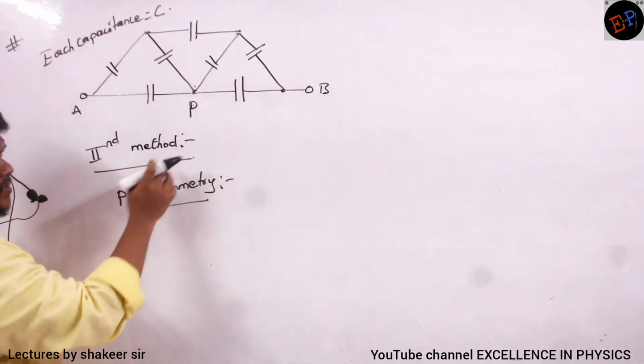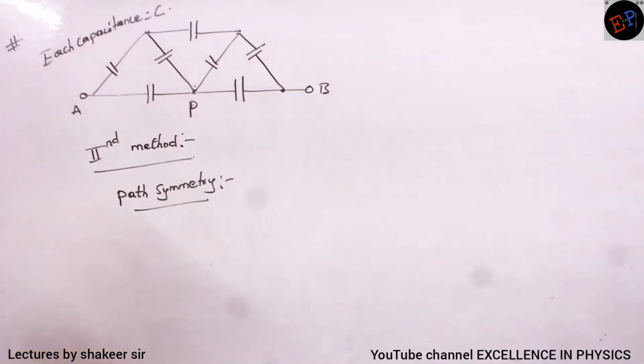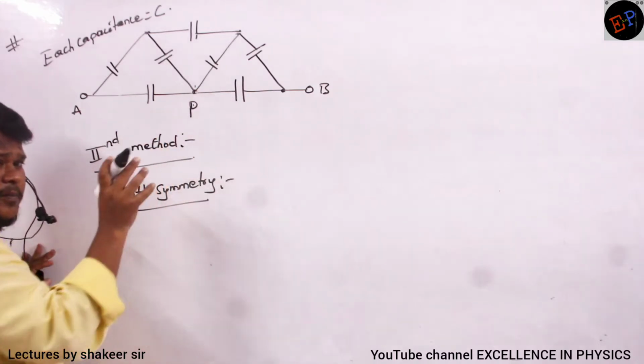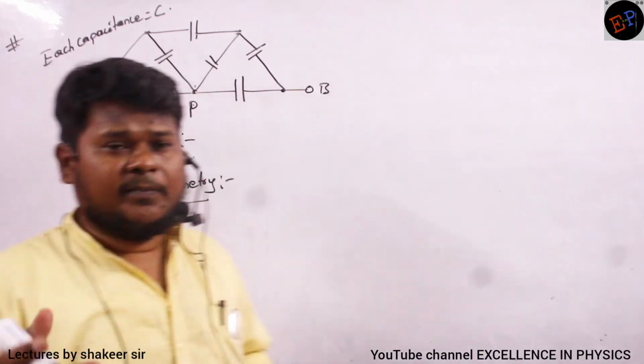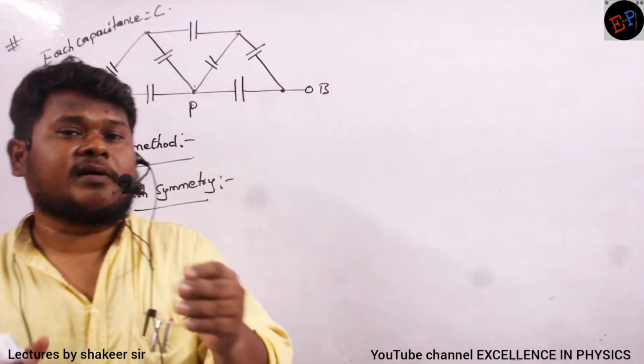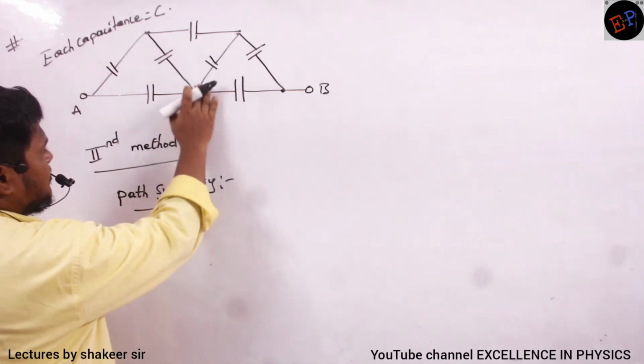2 capacitors. Similarly, from point B also 2 capacitors. Are you able to understand? So therefore, if there is symmetry in the path traveled by the charges, then those points can be disconnected. Okay? How can I disconnect them? Very simply, I can disconnect like this.